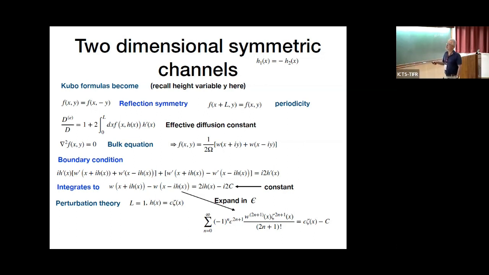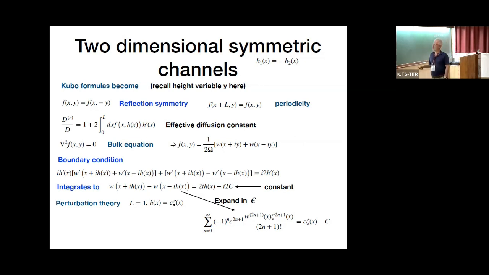So you can write it as w of x plus iy plus w of x minus iy. And the boundary condition, actually, remarkably, when you write it down, it looks like this. You can actually integrate it. So it tells you that the difference between this function evaluated at the top and evaluated at the bottom is just equal to 2i times h of x plus a constant, okay?